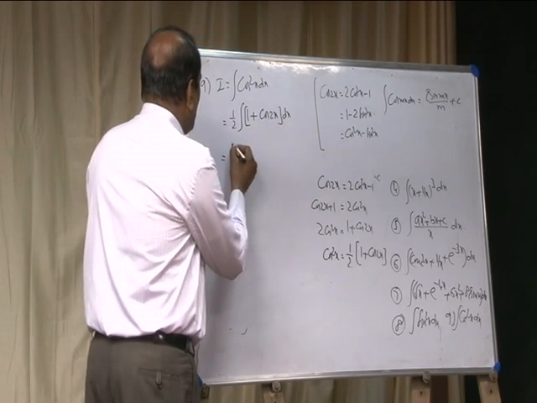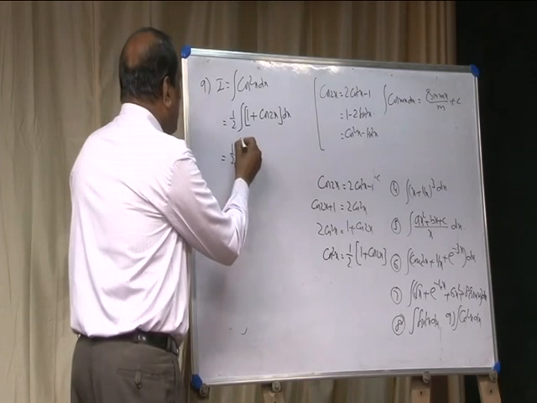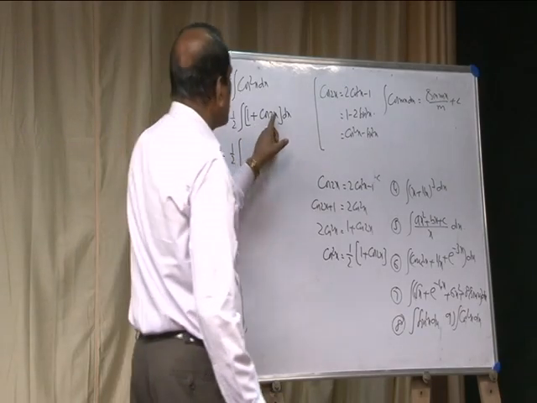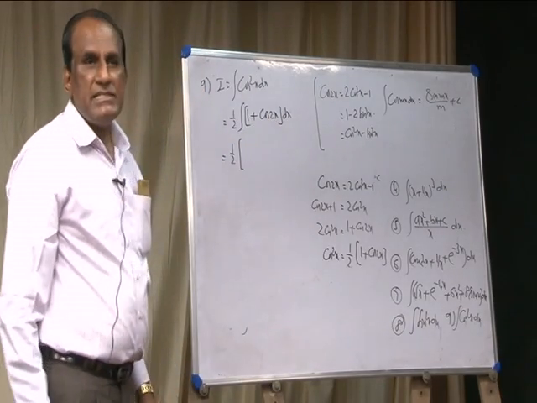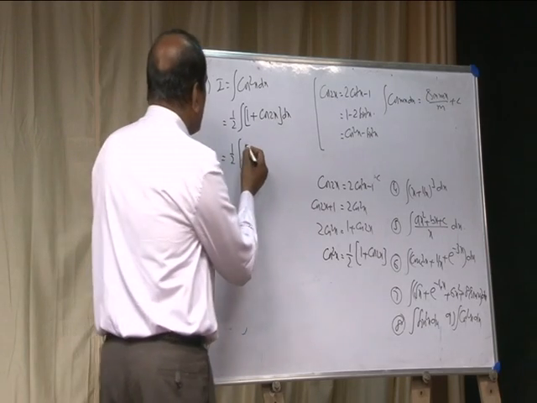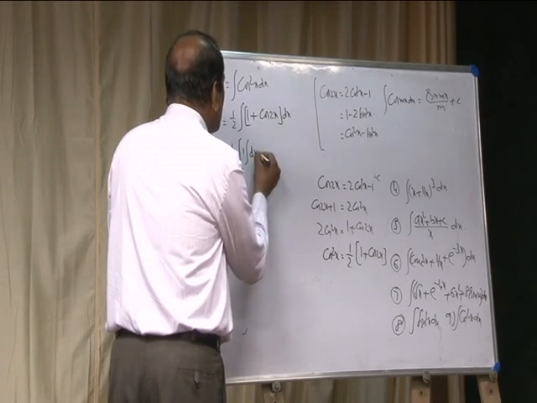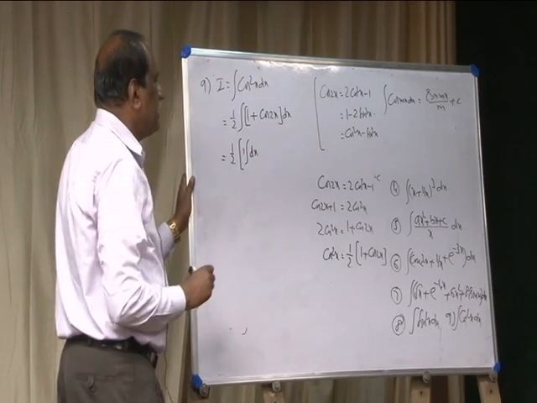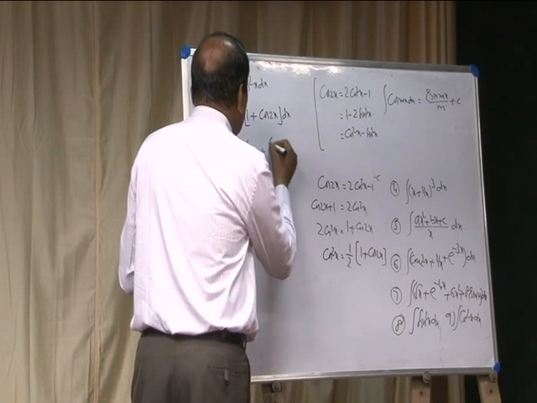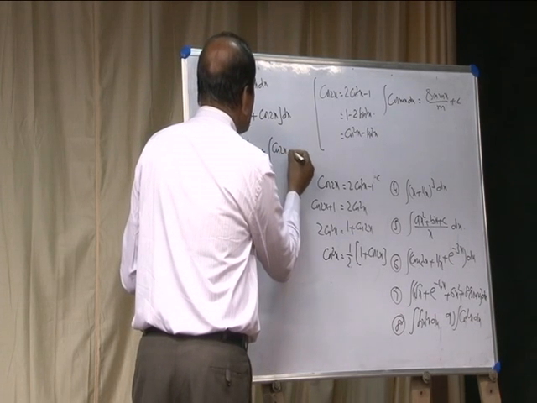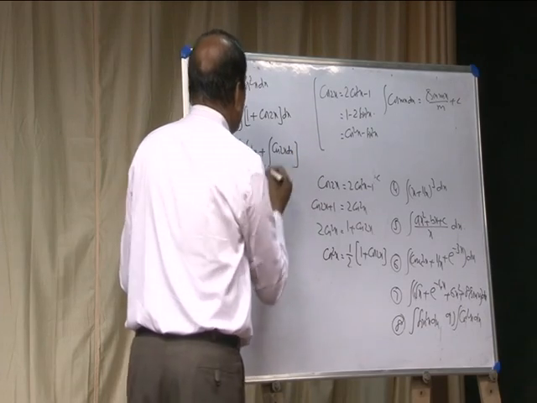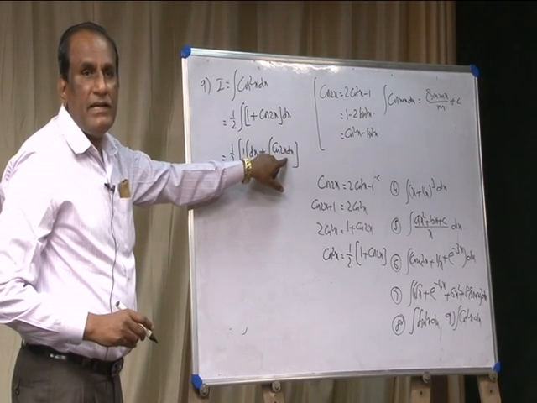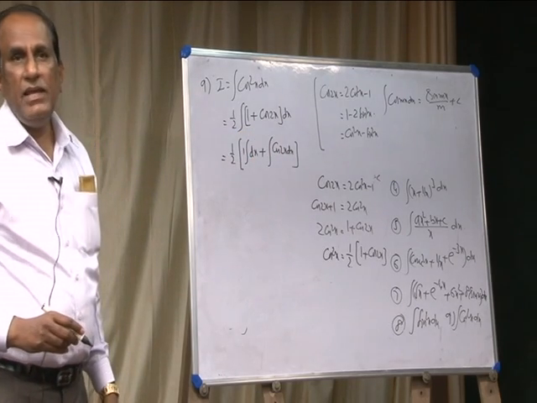So that is equal to half, a constant, then write a big bracket and split into 2 integrals. 1 plus cos 2x: 1 is a constant, cos 2x is a variable, split into 2 integrals. So integral of 1 into dx, 1 is a constant and dx is the variable of integration, plus integration of cos 2x dx, close the bracket. One indefinite integral is split into 2 indefinite integrals, because there are 2 terms in the integrand.